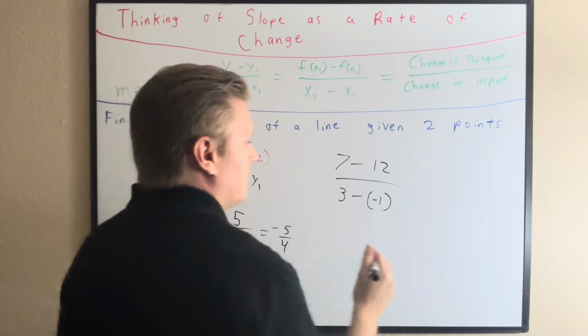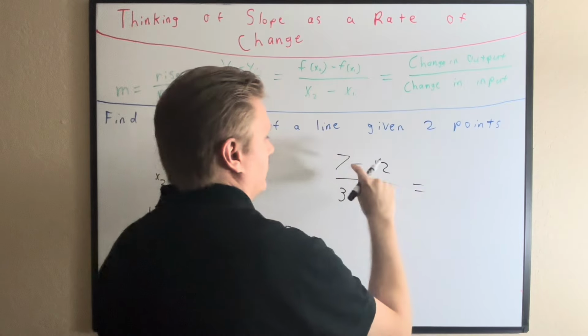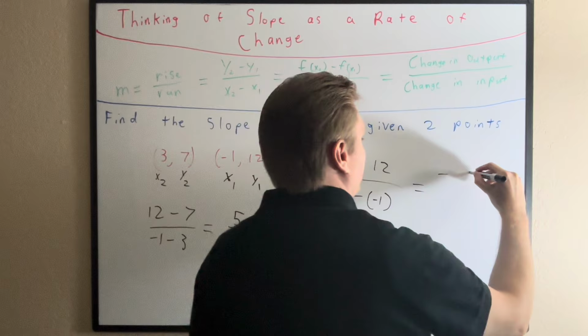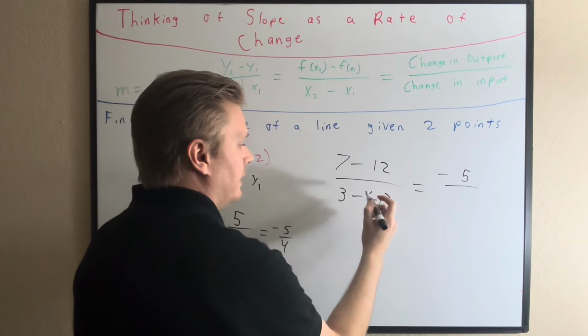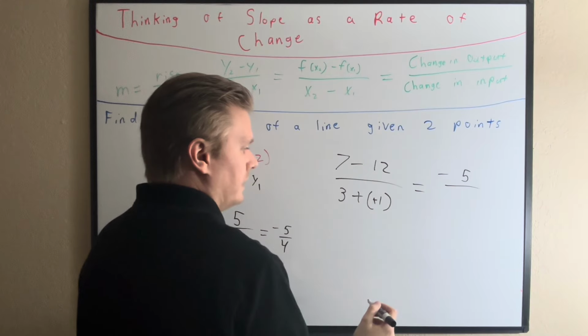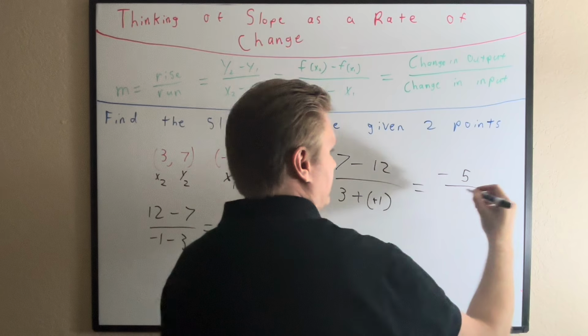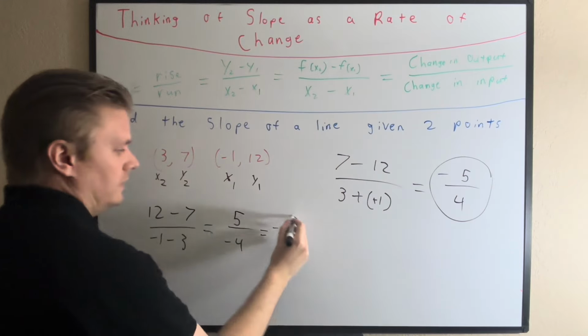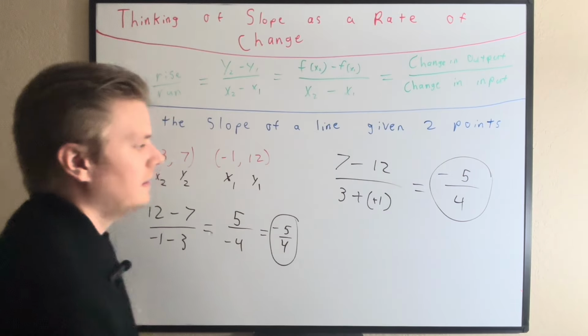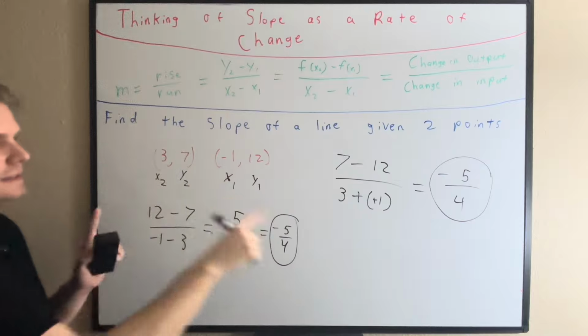It's very important because you do 7 minus 12, you get negative 5, right? But 3 minus negative 1 is, here's the double-negative rule again, 3 plus 1 is 4. A good way to check your answer. Either way, you should get the same answer.